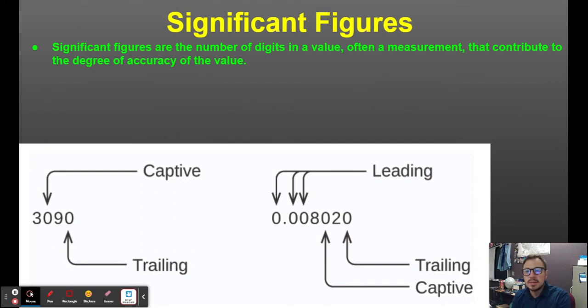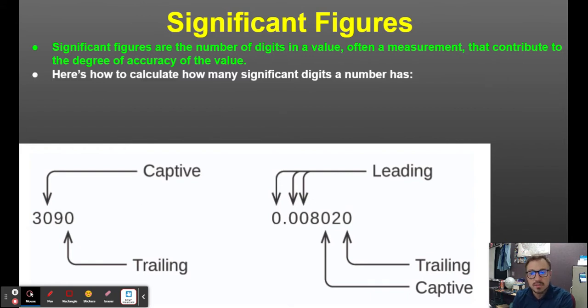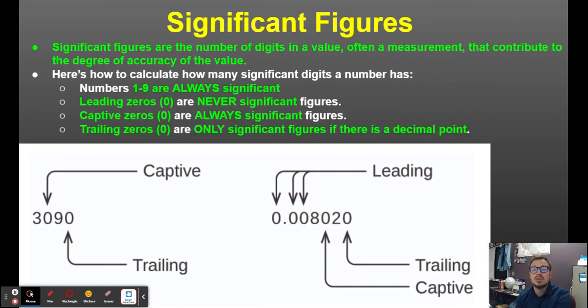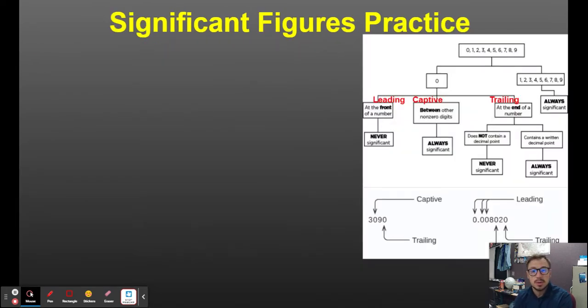So now let's talk about significant figures. There's the number of digits in a value, often a measurement, that contribute to the degree of accuracy of the value. So these are the rules. 1 through 9 are always significant. Leading zeros are never significant. Captive zeros are always significant figures, and trailing zeros are only significant figures if there's a decimal point.